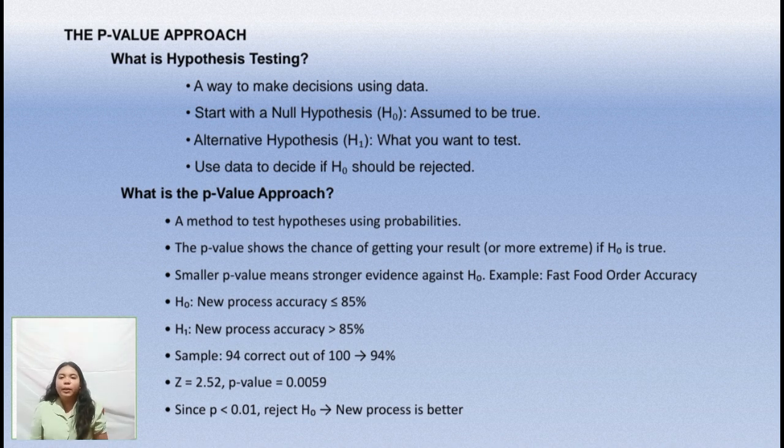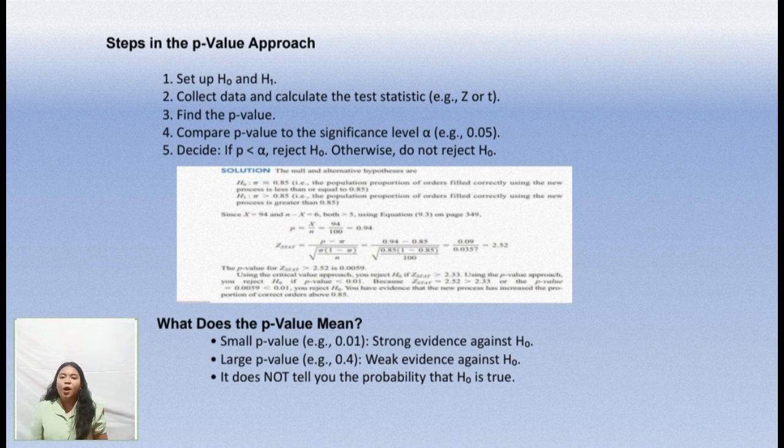So it uses this formula for a proportion test, where p is the sample proportion, the hypothesized population proportion is from the null, and n is the sample size. So the step-by-step calculation: given that the sample proportion is 0.94, the hypothesized proportion is 0.85, and the sample size is 100, we are going to subtract the hypothesized proportion from the sample proportion. So it's going to be 0.94 minus 0.85, which equals 0.09.